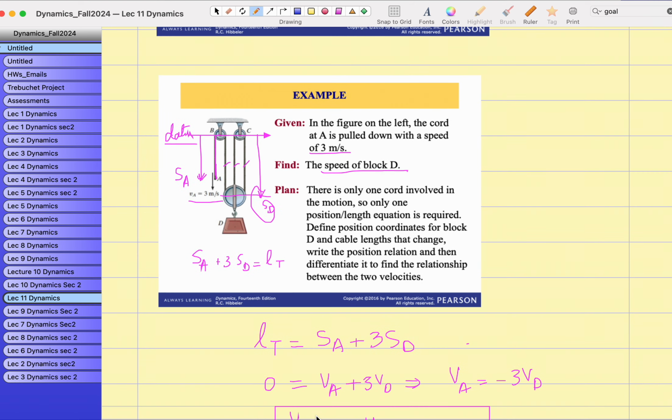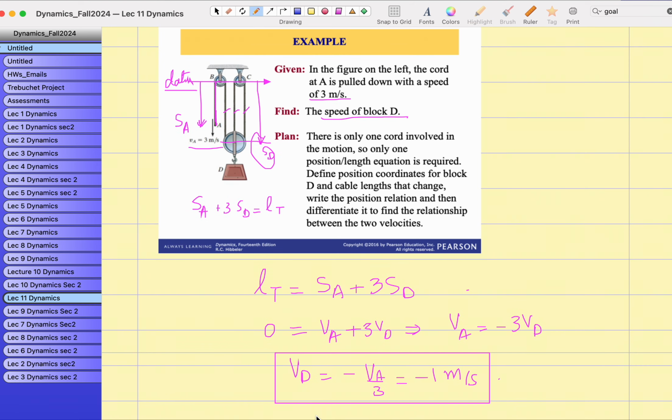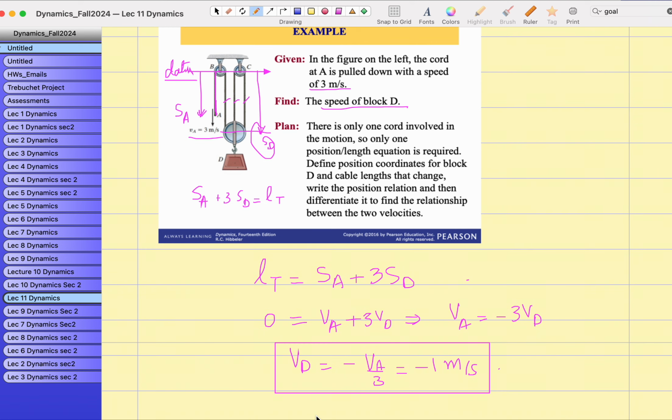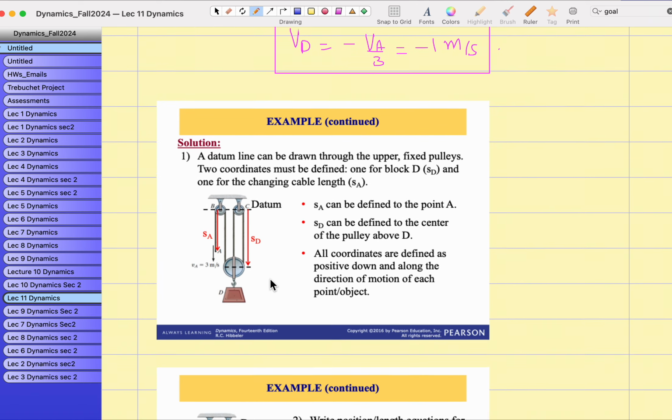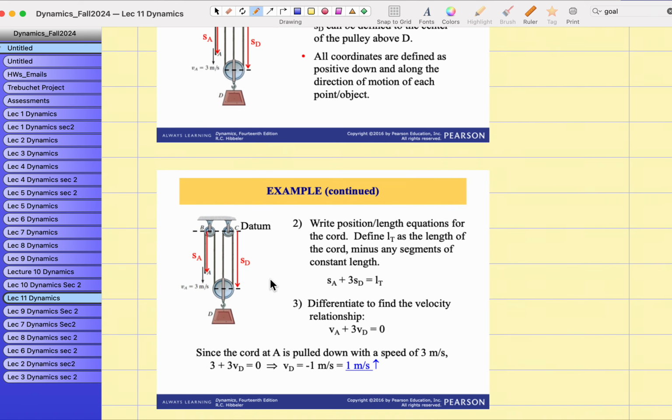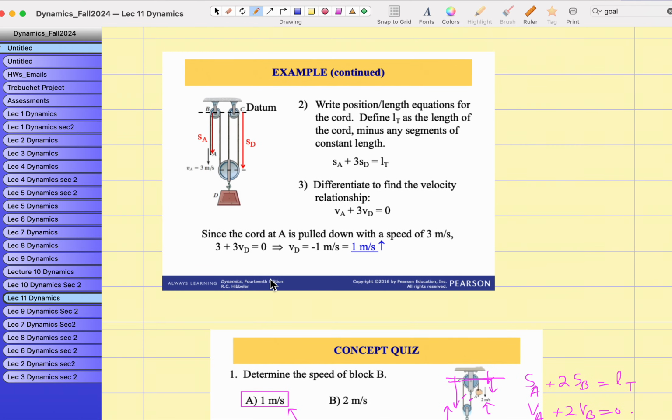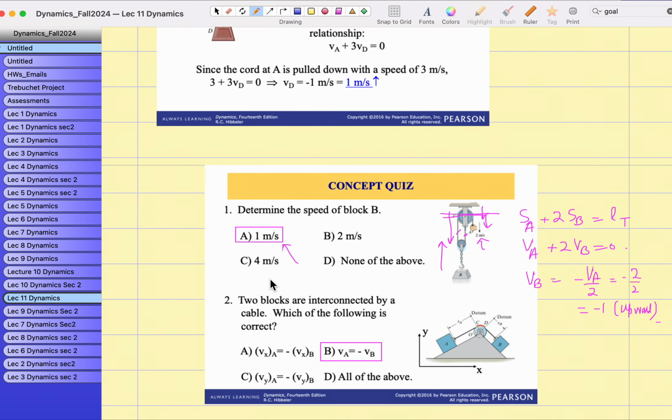You see it is the same thing, and then you find the velocity relationship from taking the derivative, and that will give you the answer -1. So -1 means that particle D moves upward, which is negative. This is the slide by slide solution. Now let's do the math for the next quiz question.